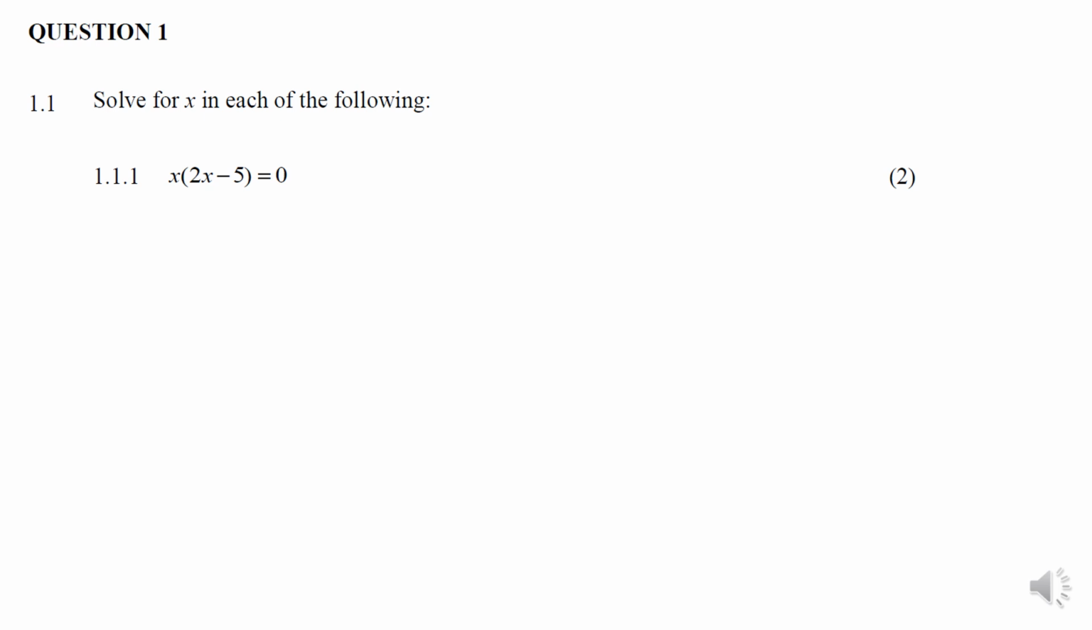When you look at 1.1.1, you'll notice that it's got one term on the left hand side equal to 0, which is what you want, so you can separate the brackets. You'll have x is equal to 0 or 2x minus 5 is equal to 0, 2x is equal to 5, and then lastly, when you divide by 2 on both sides, you'll have x is equal to 5 over 2. Final answers then would be x is equal to 0 or x is equal to 5 over 2.